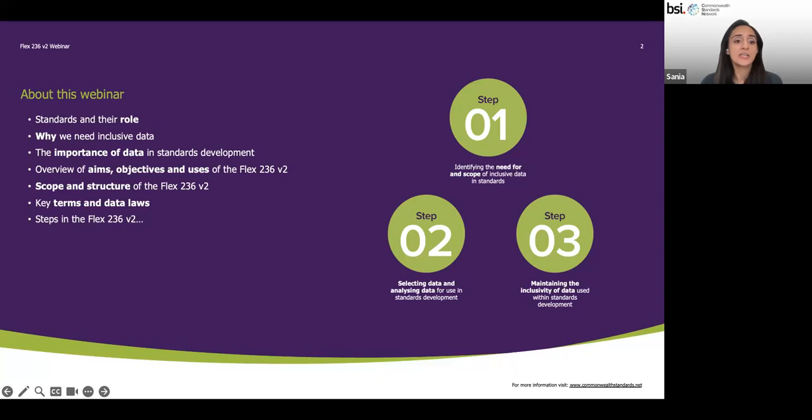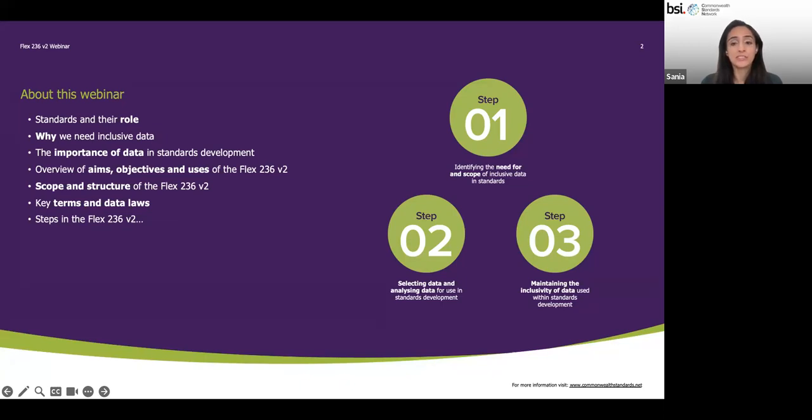So firstly, standards and what is their role? Why do we need inclusive data? What's the importance of data in standards development? We'll then look at an overview of the aims, objectives, and uses of the Flex 236 version 2, its scope, key terms and data laws to be aware of, and then the steps, like I mentioned.